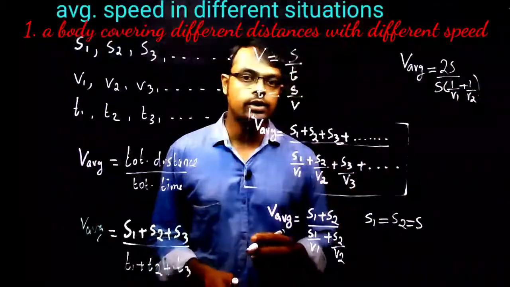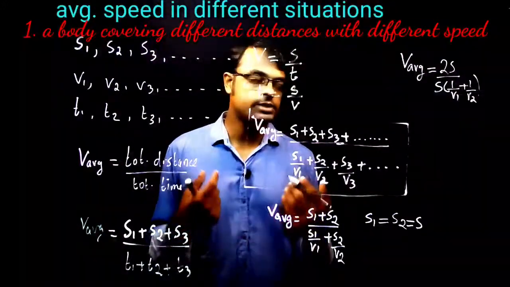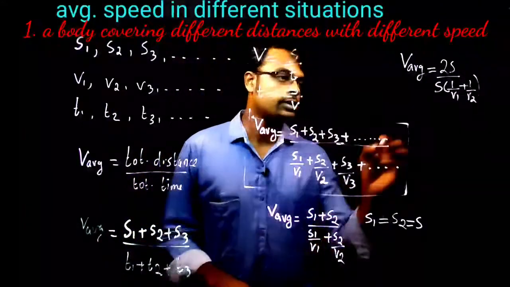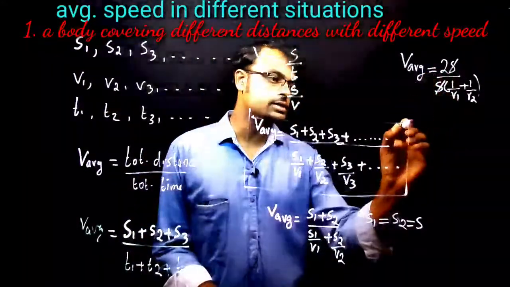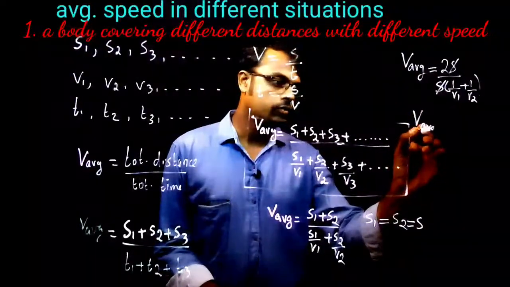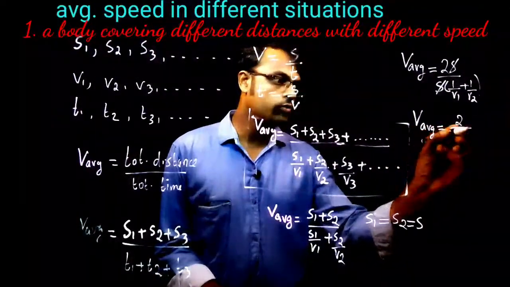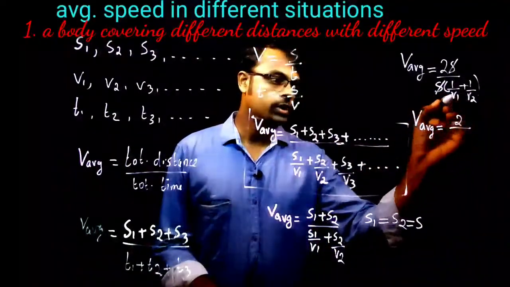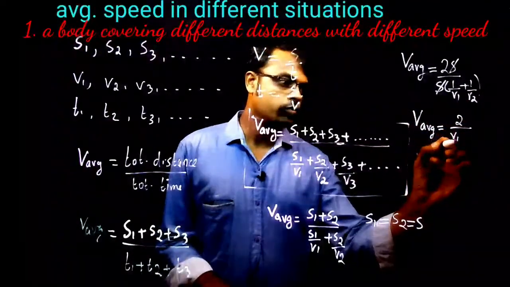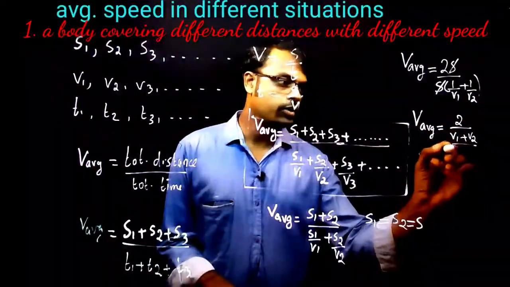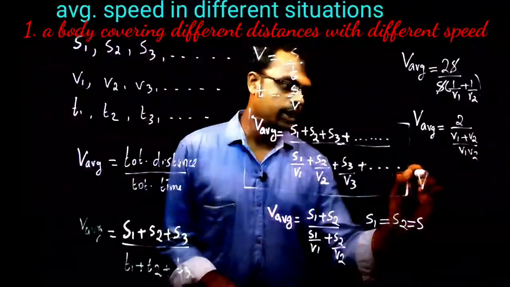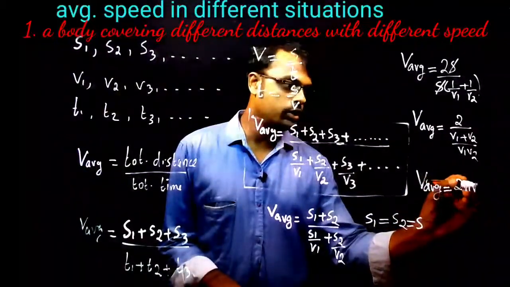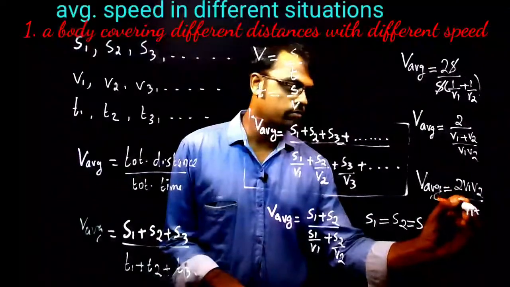So if you take the S outside, we can write 1 by V1 plus 1 by V2. Where what are V1 and V2? Different speeds. For example, a car is moving with different speeds over different distances. Now in this case, the distances are equal. So now you can see S and S cancel. Now if you calculate this, V average is equal to 2 divided by 1 by V1 plus 1 by V2. So what does the equation become? If you cross multiply, you will get V1 plus V2 divided by V1 V2. So the average speed can be written as 2V1 V2 divided by V1 plus V2.